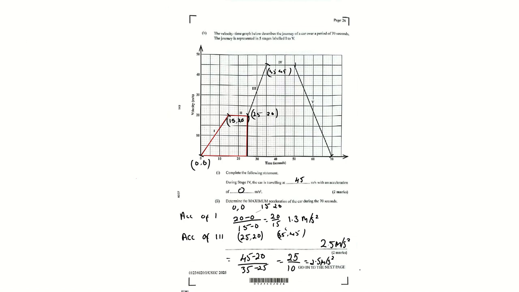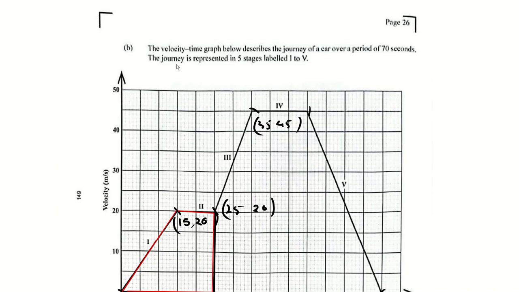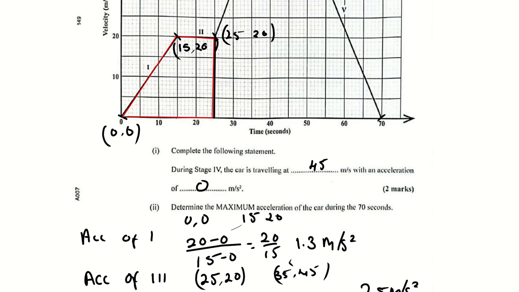Now, this here, immediately I know that this is a velocity curve, and from what we learned in that one page, let's see if we can do this, right? They said the velocity time graph below describes the journey of a car over a period of 70 seconds. The journey is represented by 5 stages, 1 to 5, right? Then we have, complete the following statements.